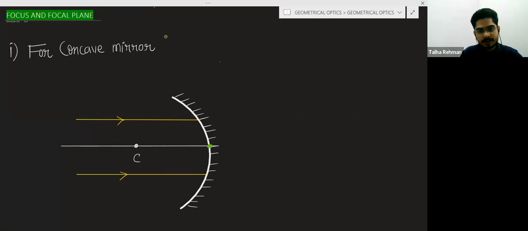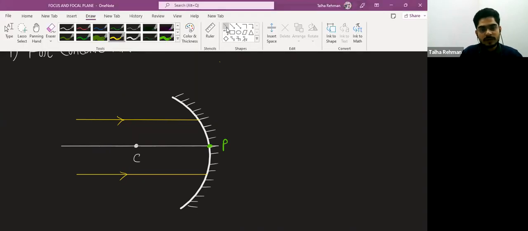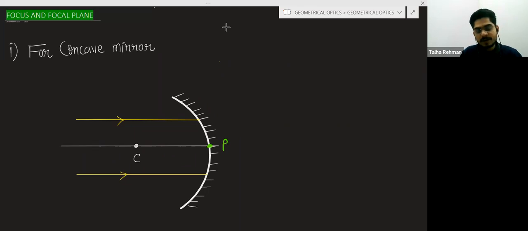This point is the pole, the center of the mirror. This ray is parallel, so this ray will go like this.